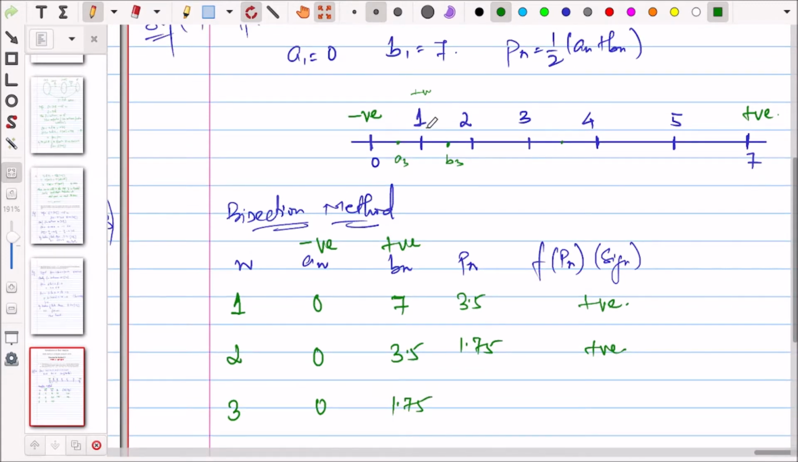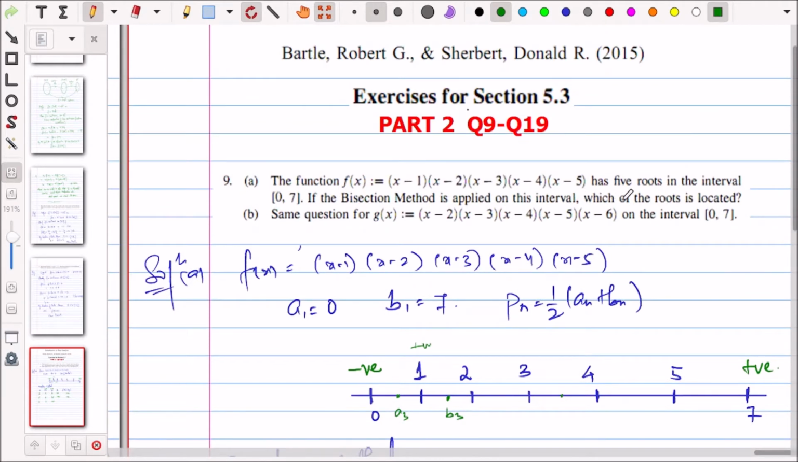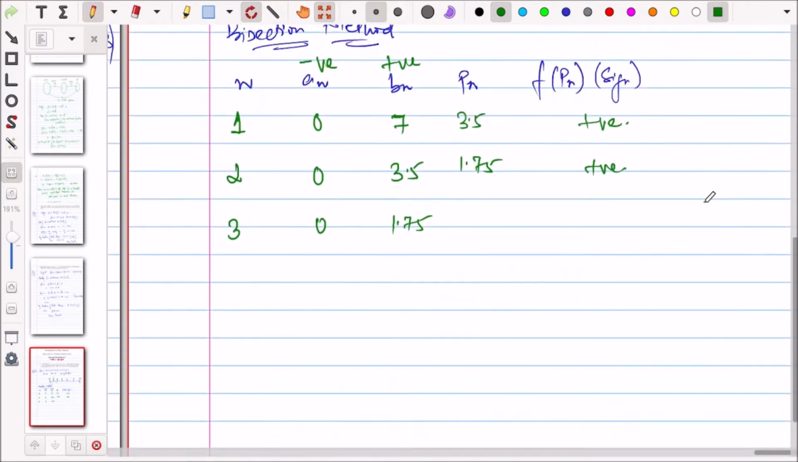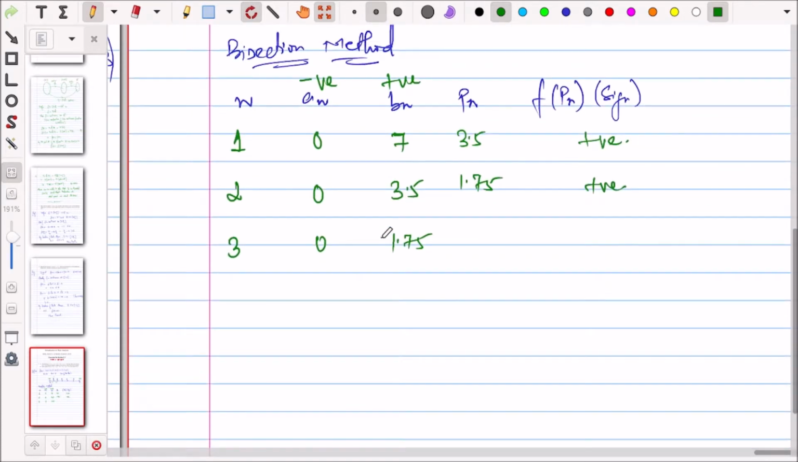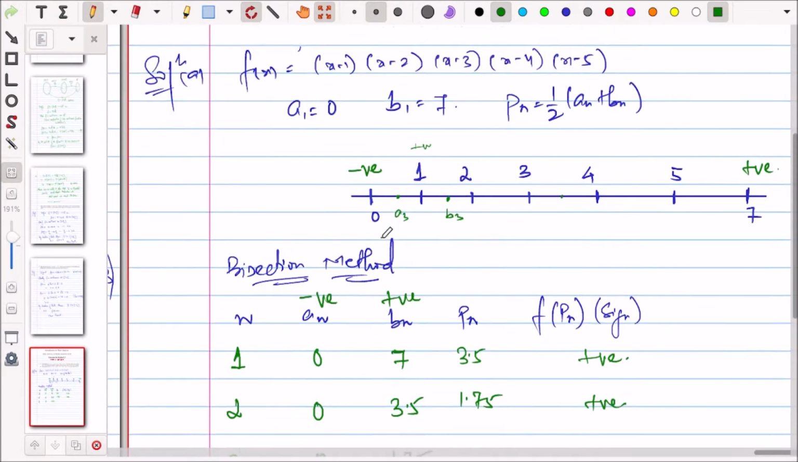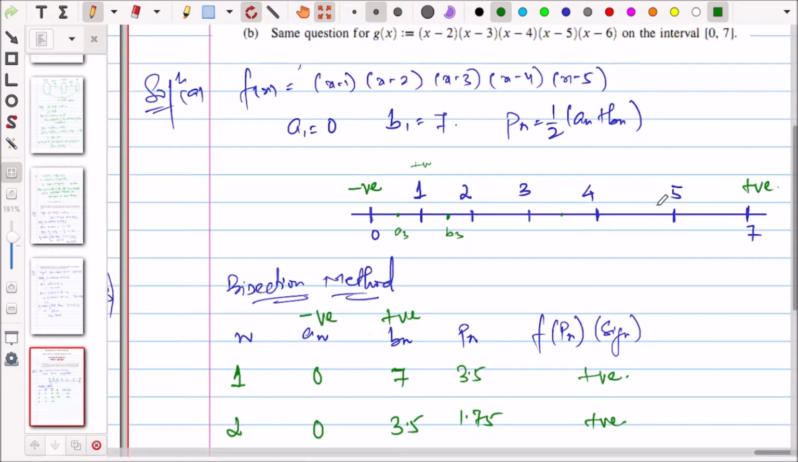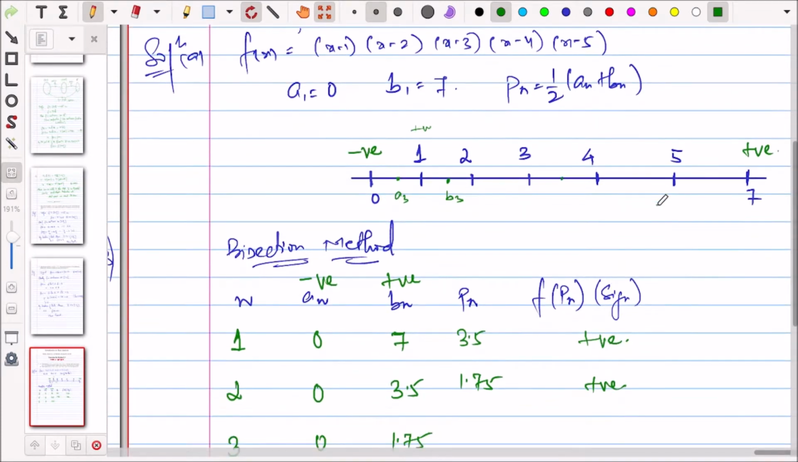So by the bisection method, if the bisection method is applied, then the root x equal to 1 will be located. We don't need to proceed any further because now we have excluded all the roots. If you look at this, all these 2, 3, 4 and 5 are excluded in the interval a, b and a3, b3.